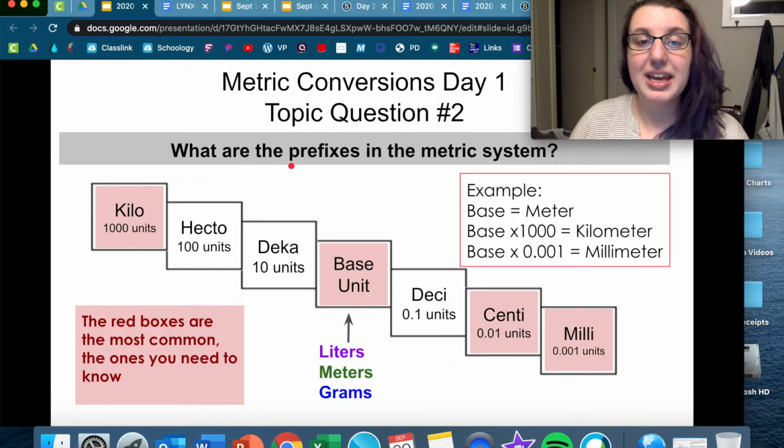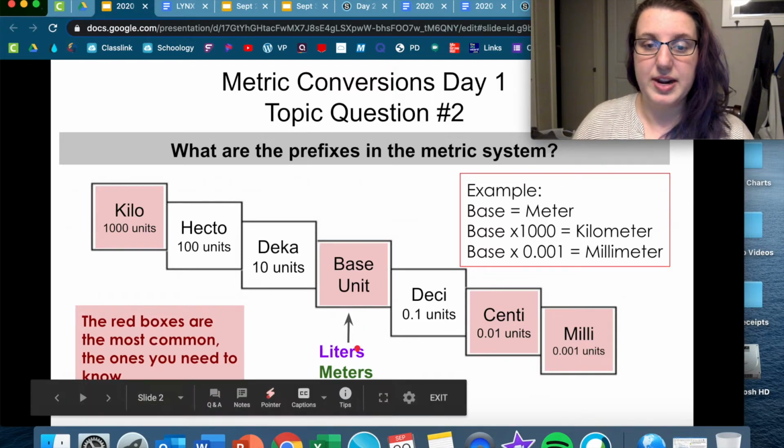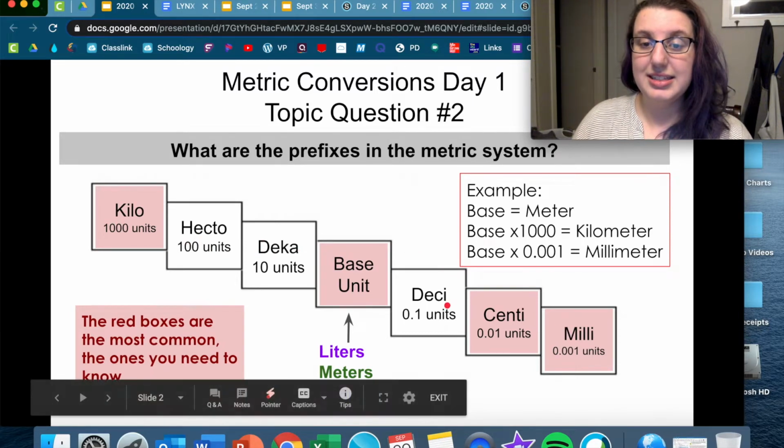So now, the main part of today is all about prefixes. A prefix is a part of a word that you put in front. So you add it to the front of a word to make a new word. And so we have base units: liters, meters, and grams. And then we have prefixes that we can add to it to create a new unit: kilo, hecto, deca, deci, centi, and milli. These are our prefixes. You can combine them with a base unit to come up with a new unit.